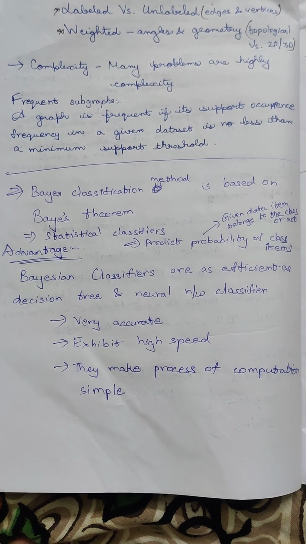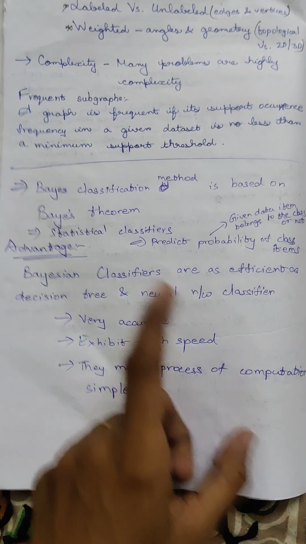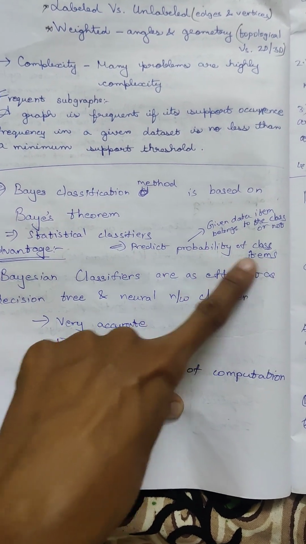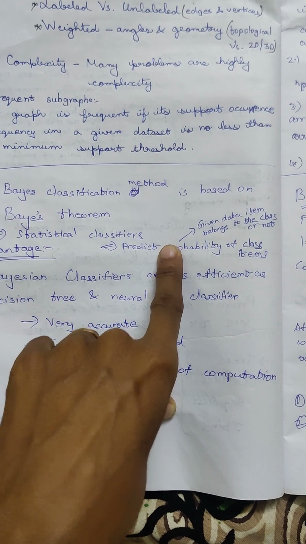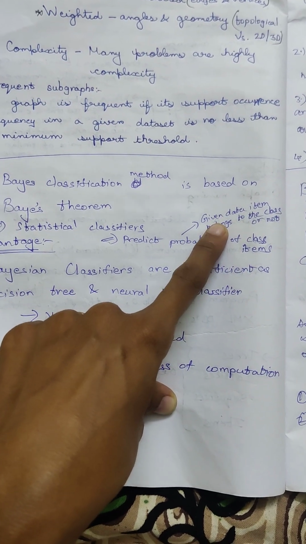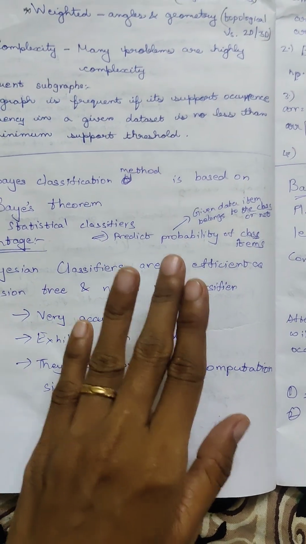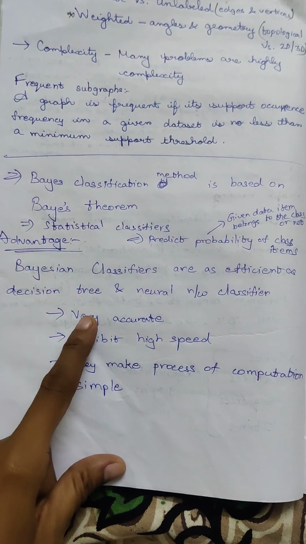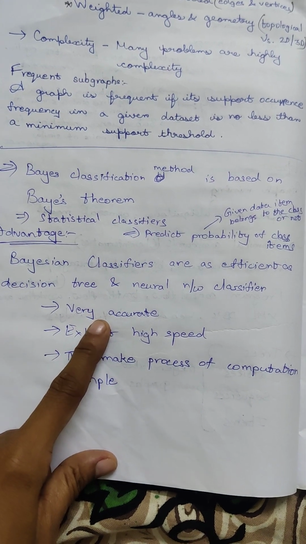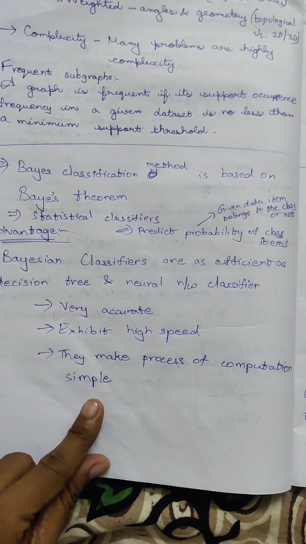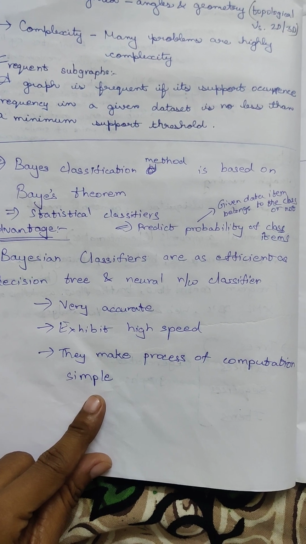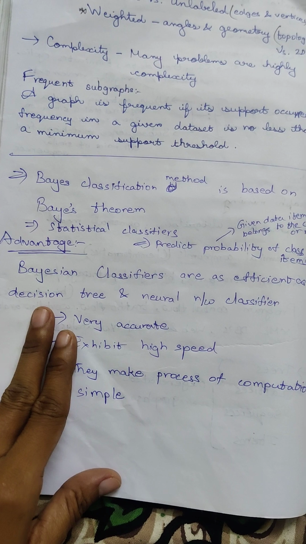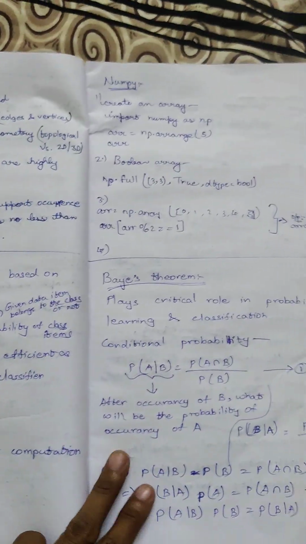The Bayes classification method is based on the Bayes theorem and it is also known as statistical classifiers, which is used to predict the probability of class items, which means whether the given data item belongs to a particular class or not. The biggest advantage of Bayesian classifiers is that they are very accurate, exhibit high speed, and make the computation process simple. They are as efficient as decision tree and neural network classifiers.